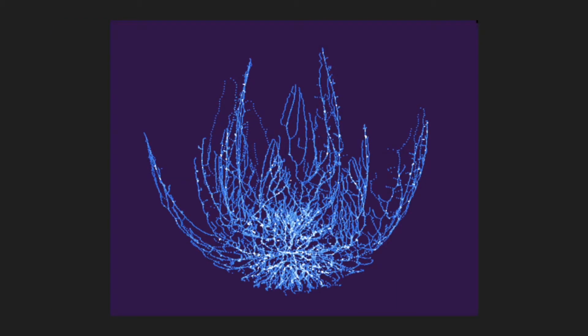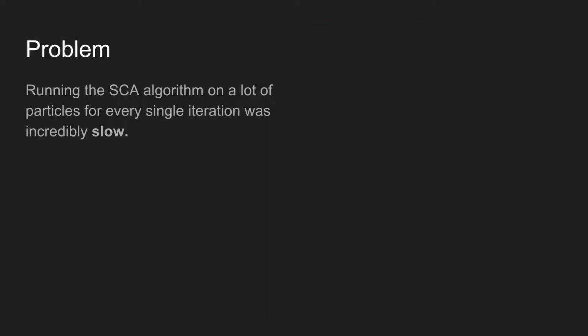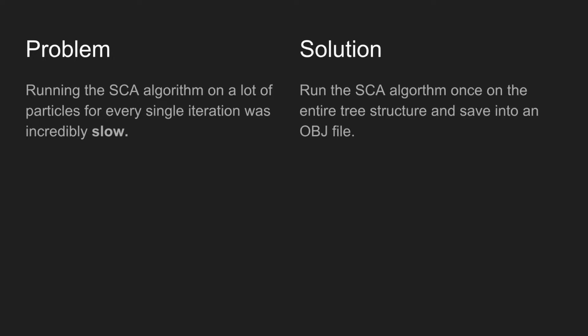The problem that I ran into with this was that running the space colonization algorithm on a lot of particles for every single iteration was incredibly slow. So a solution to this was I would do it only once. I ran the space colonization algorithm on the entire tree structure and saved the resulting positions into an OBJ file, and that would be loaded in as usual into the application, and particles would just be shown as certain increments at a time. And this is what it ended up looking as.